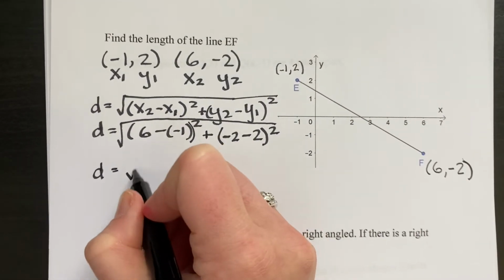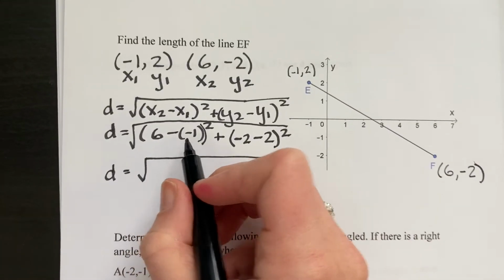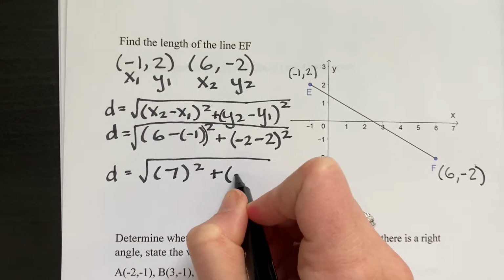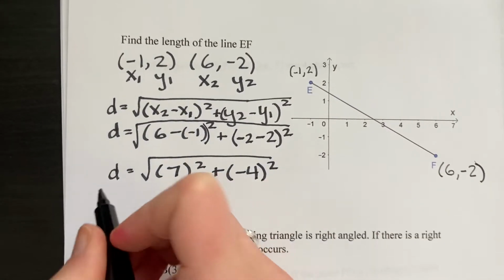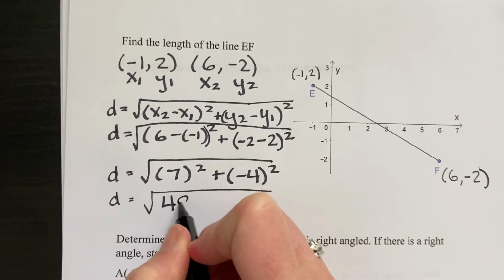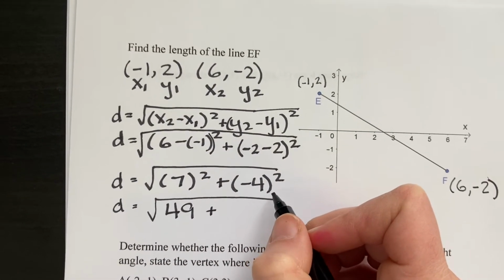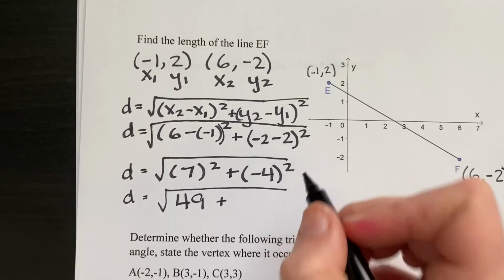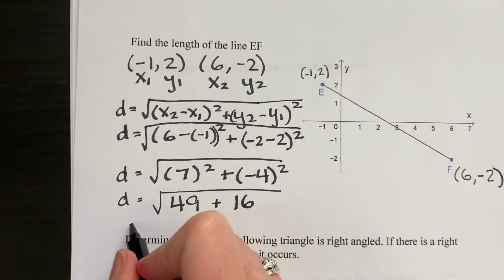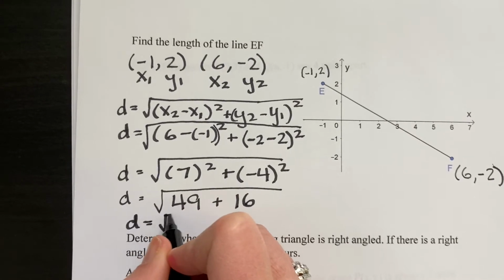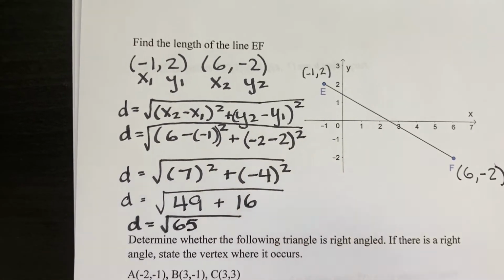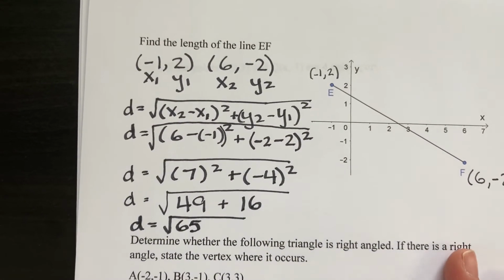So distance equals the square root of (6 minus -1) is 7 squared plus (-4) squared. So that becomes the square root of 49 plus (-4) squared. Don't forget that -4 times -4 becomes a positive. So it's positive 16. So that means that our distance is equal to the square root of 65. Since that's irrational, we could just leave it like that.